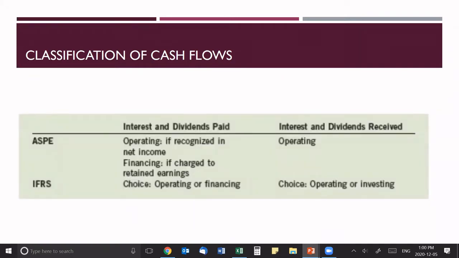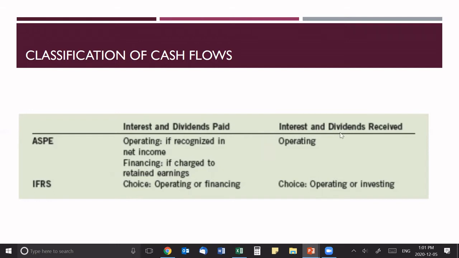There's a little bit of a difference between ASPE and IFRS and how to deal with interest and dividends. For interest and dividends paid, ASPE says go into operating activities if it's recognized in net income, or they'll go into financing activities if it's charged to retained earnings. Basically, if it's part of net income, then you put it in operating. If it's part of retained earnings, then that's part of equity, which goes into financing. IFRS says that there is a choice. You can either put it in operating or put it in financing.